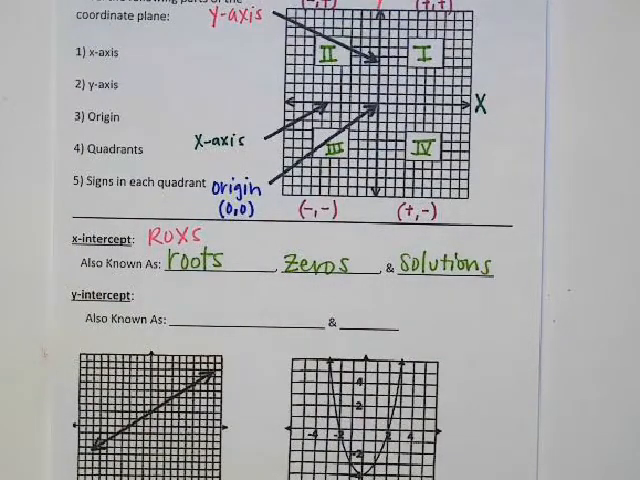Did you all hear that? All 3 of these words mean x-intercept. You could see any of them on any paper. It could say, what are the roots? And it's just asking for your x-intercepts. What are the solutions? All it wants to know is your x-intercept. What are your zeros? X-intercept. So ROXS is just to help you remember those 4 words and that they all mean the same thing.